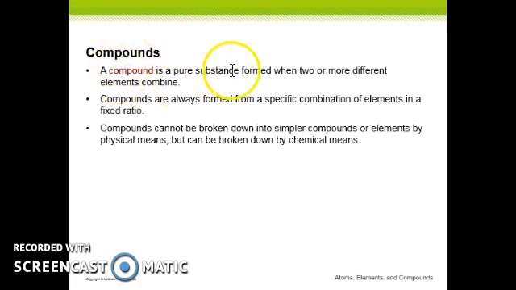A compound is a pure substance formed when two or more different elements combined. Compounds are always formed from a specific combination of elements in a fixed ratio. Compounds cannot be broken down into simpler compounds or elements by physical means, but can be broken down by chemical means. So for example, sodium chloride, that's a common one. We took chlorine, we took sodium, both of them deadly, but once mixed together, it tastes rather nice on your steak.